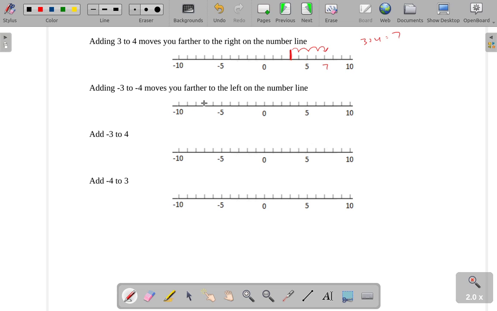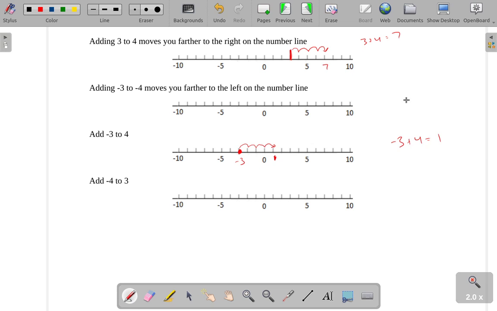This same sort of idea can be used when you're talking about negative numbers. Let's do this one next, add negative 3 to 4. So if I start off at negative 3, which is over here, and I add 4 to it, I'm going to go 4 to the right. 1, 2, 3, 4. I end up over here at positive 1. Negative 3 plus 4 equals 1.